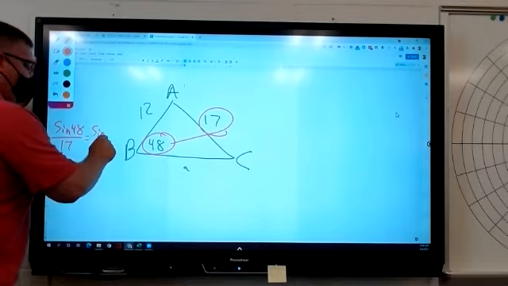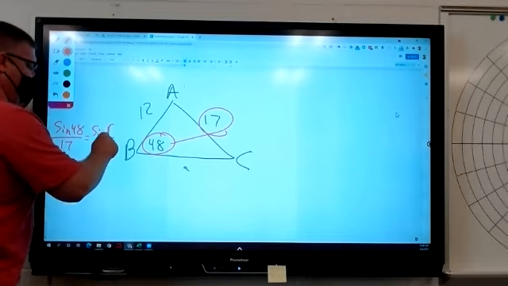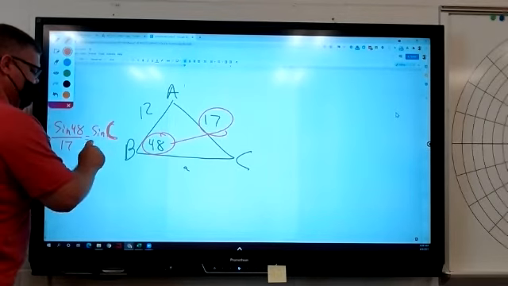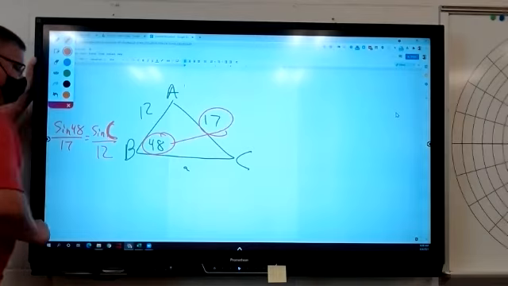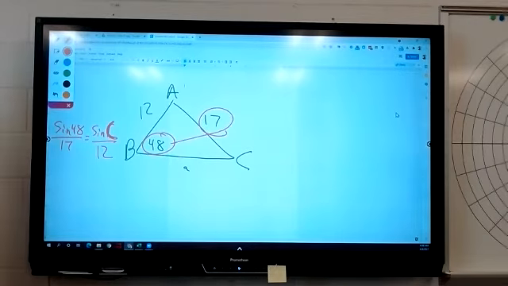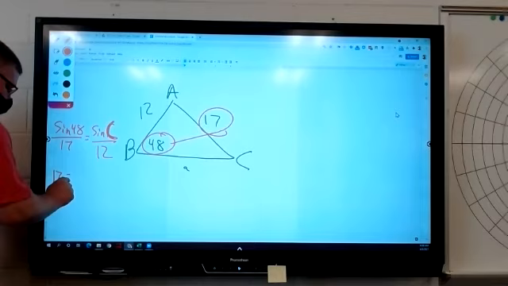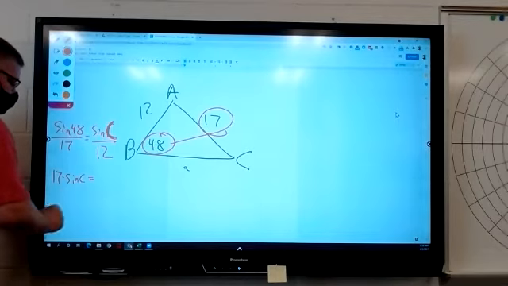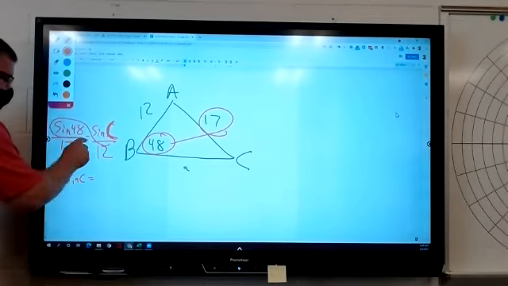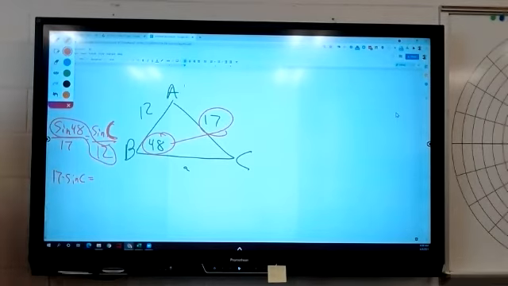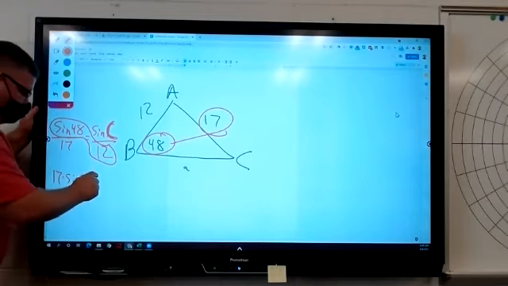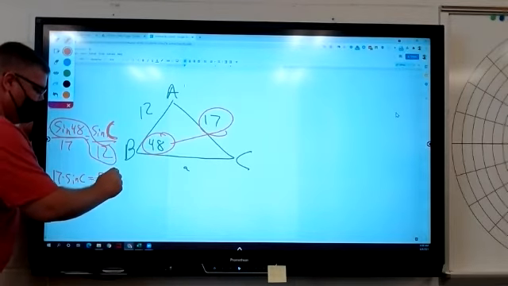All right, so I don't know actual C, but I at least know side C is 12. Do we agree with that? All right, go. What am I going to do to solve? Sine of 48 times 12 is 8.917. Okay.